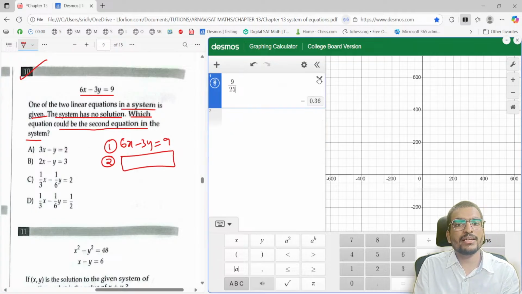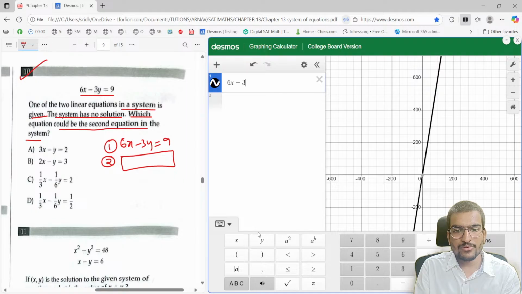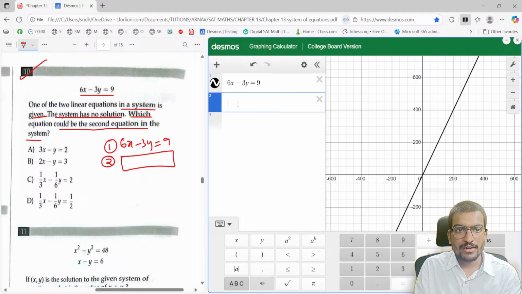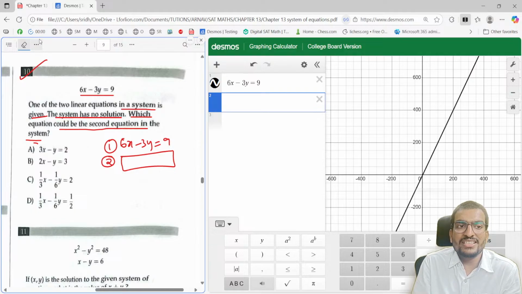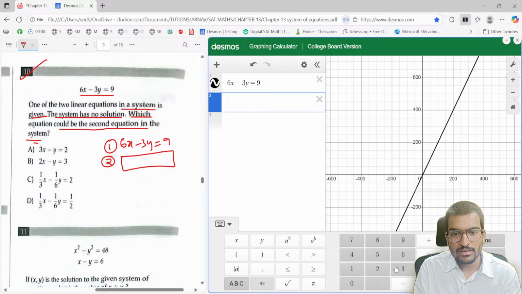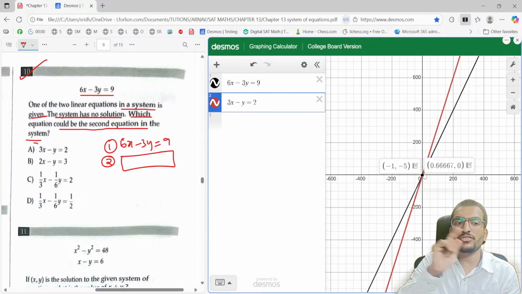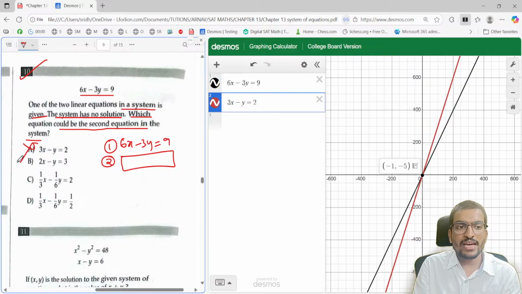So you can do it by DESMOS. How? Take the first equation, put it in DESMOS, 6x minus 3y, that equals 9. And what you do for the second equation, take option A and C. What do you mean by no solution? The lines must not meet. If the lines meet, then that is not the answer. So I'll input here 3x minus y, that equals 2. So the lines are meeting. The lines are meeting at a point. So option A is incorrect. Because if they are meeting at a point, it's one solution. It's not going to be a no solution.